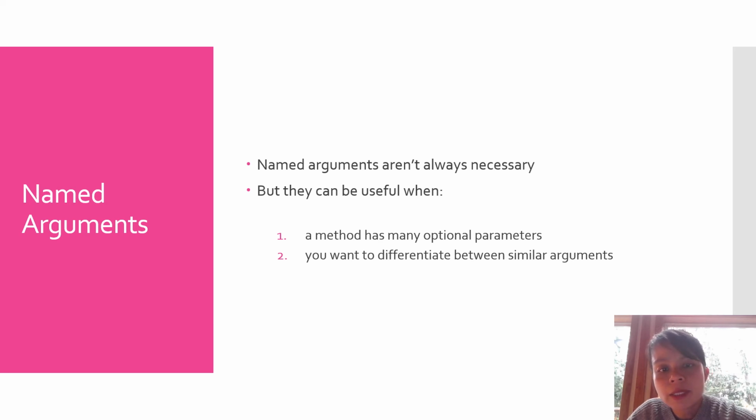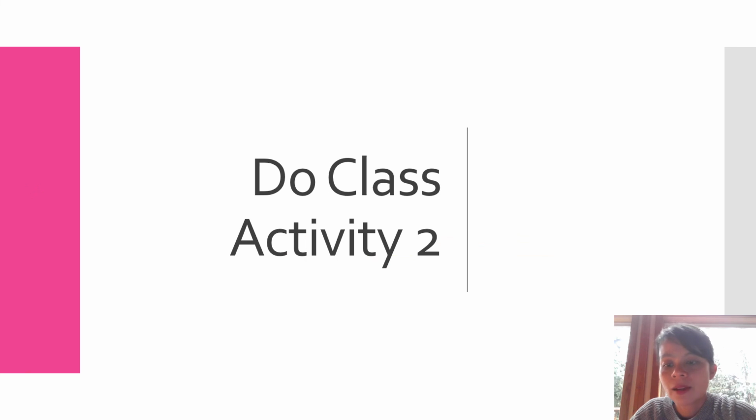So named arguments aren't always necessary. You don't have to use named arguments, but when they are useful is when a method has many optional parameters and when you want to differentiate between similar arguments. All right, so now you're ready to do class activity 2. So please pause this video, complete your activity 2, and then come back to the video, please.